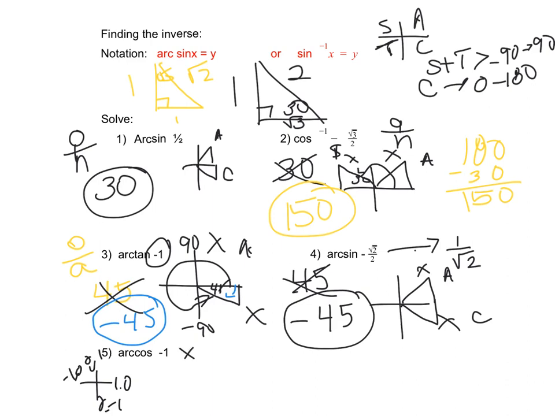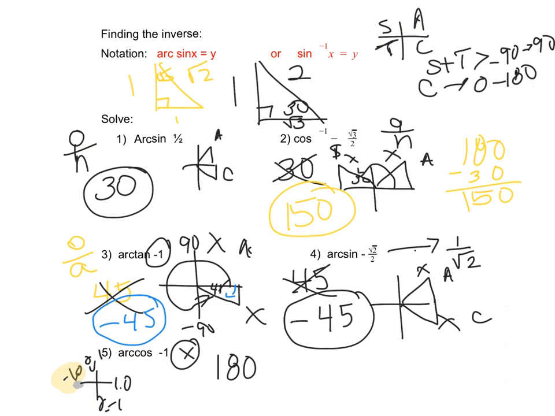Cosine is my x value, right? All right, so now I look, where is x negative 1? That's over here. X is negative 1 over here, and what angle is that at that point? So right here, that angle would be 180 degrees.